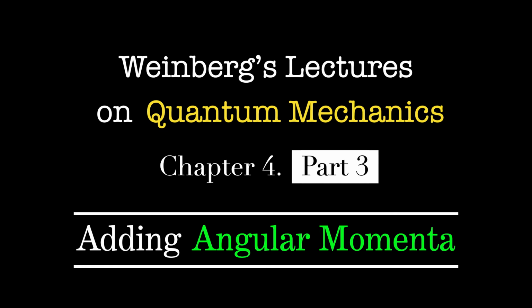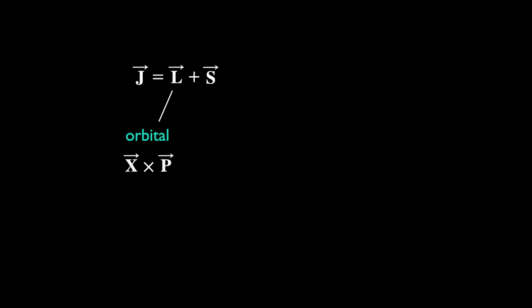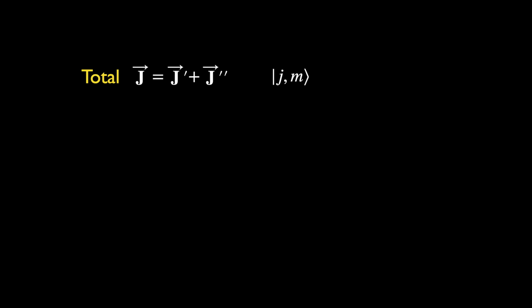Today, we examine the possibility of two angular momenta, which may belong to two separate particles. Or it could be two different types of angular momenta belonging to the same particle, like its orbital angular momentum and spin. One representing the motion of the particle, and the other its internal states. The question we now ask is, what would be the eigenstates of the sum of these two angular momenta? We can make this more general by letting the two sub-angular momenta be arbitrary, J prime and J double prime.